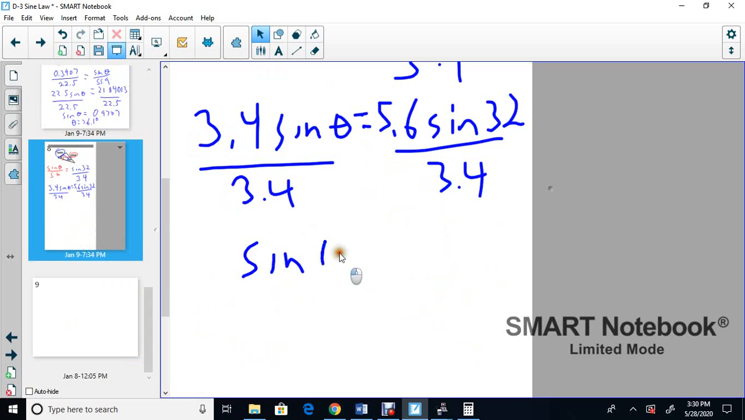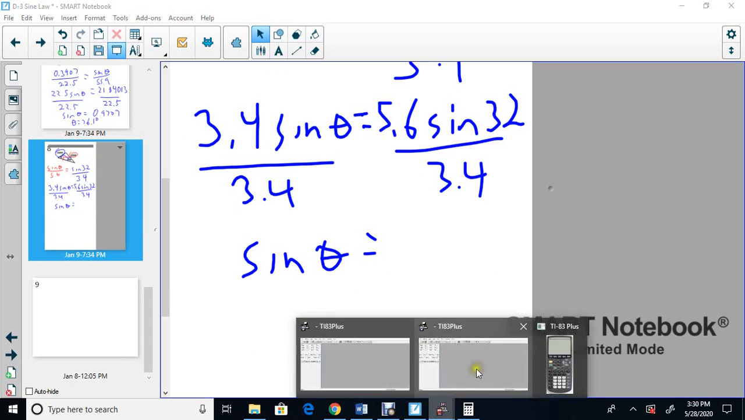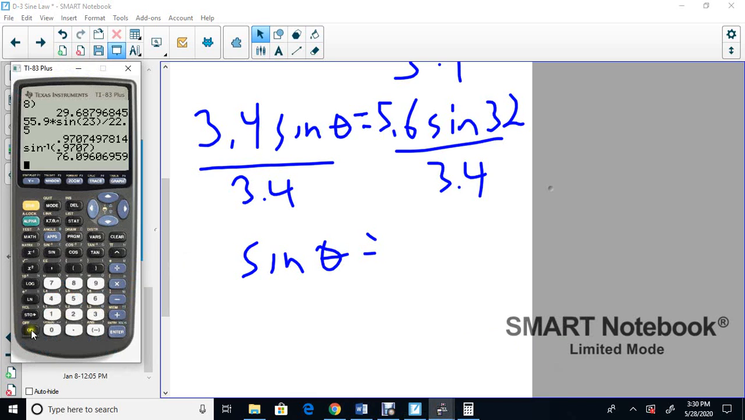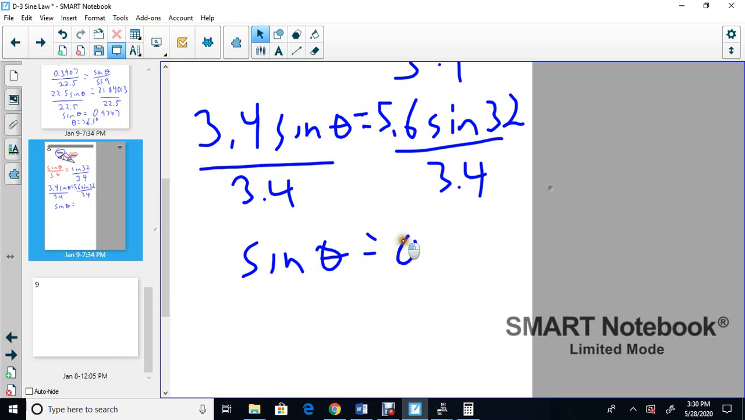So sine of theta, and I just multiply all this on a calculator. So here I go to a calculator. I do 5.6 times sine of 32, and I'll hit enter, and then I'll divide that by 3.4. So you have to figure out your calculator here, and I get 0.8728.